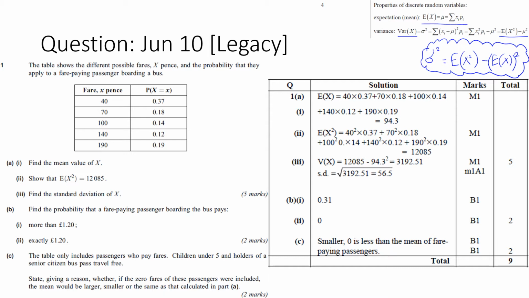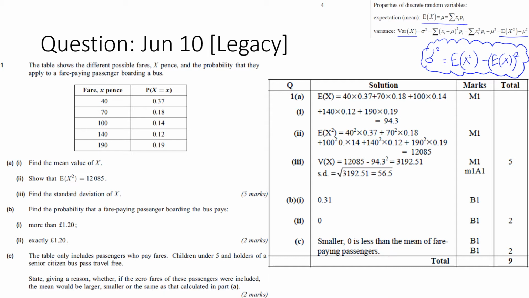94.3. We repeat this process, but it's x squared times p, so 40 squared times 0.37 plus 70 squared times 0.18 plus etc. And really there we're getting the mark for the working, not the answer, because the answer was given.